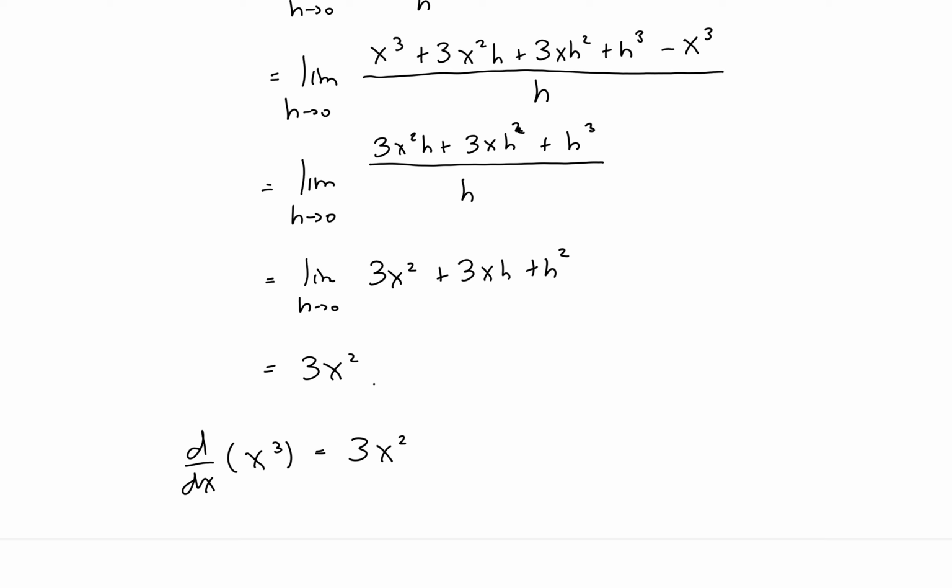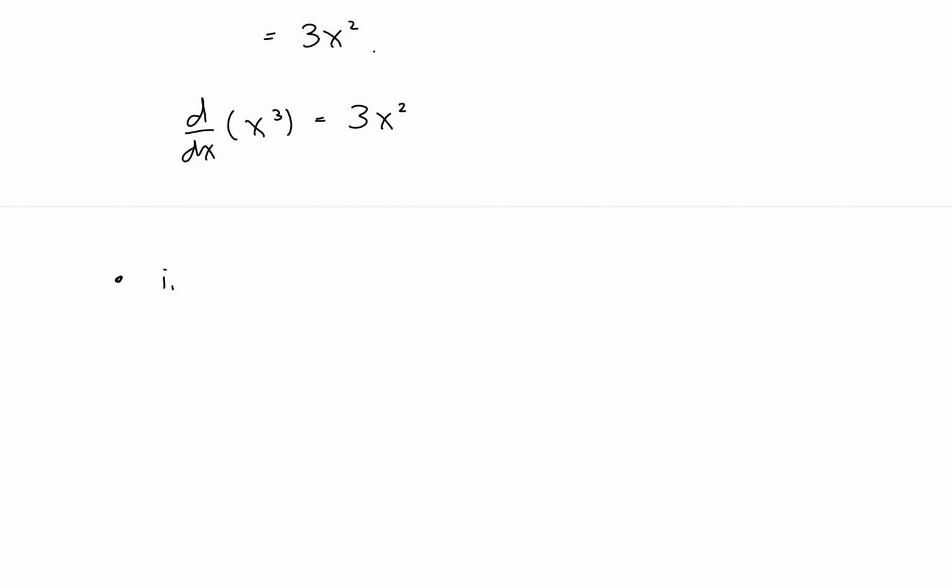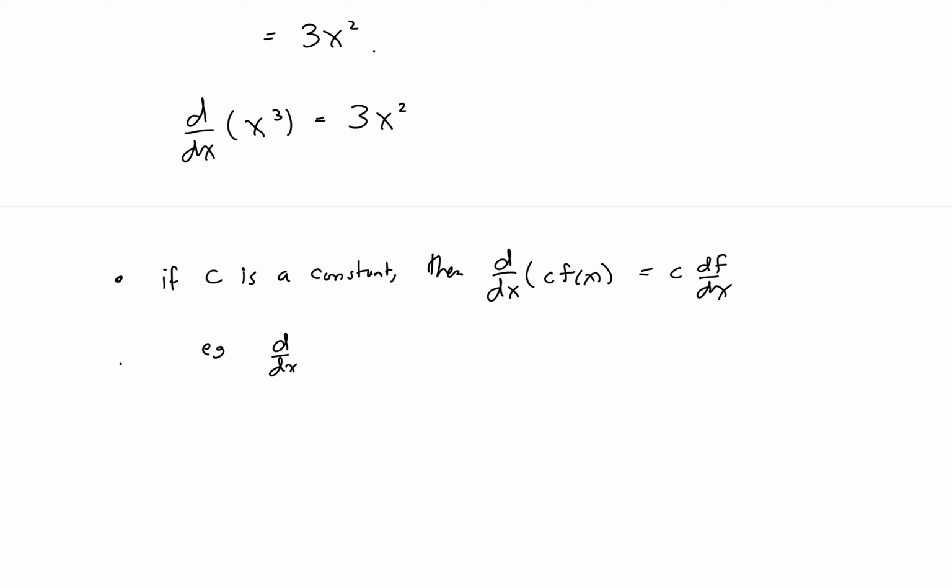You can show it for other cases as well if you like, or we can just take for granted that it's true. A few other rules we're going to want. If we take c as a constant, then the derivative of a constant times a function is the constant times the derivative of the function. So for example, if I take the derivative of 7x squared, this is the same thing as 7 times the derivative of x squared, which is just 14x.